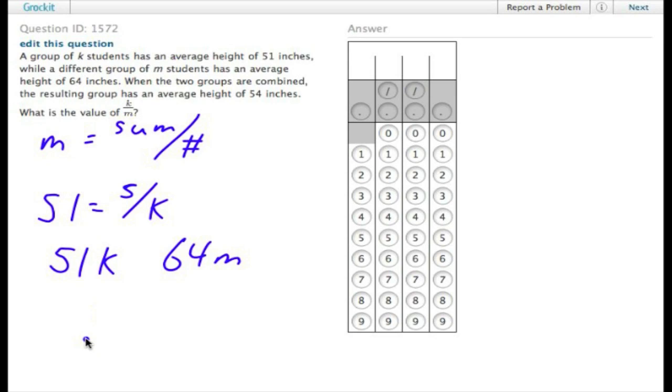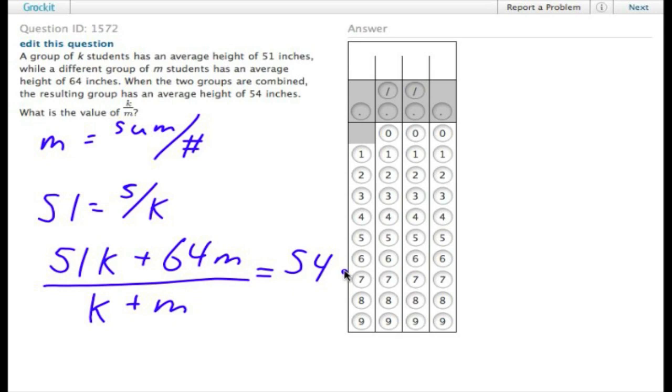So if we want to find the average of these two groups, this K group and this M group, well, we already know it's 54, right? However, 51K plus 64M over K plus M should equal 54, right? Because we have the sum of all the students, 51 times K, the number of students in the K group, and 64, the average height, times M, the number of M students, over the sum of K and M, which is the number of K kids and the number of M kids, right? Hope you're still with me.